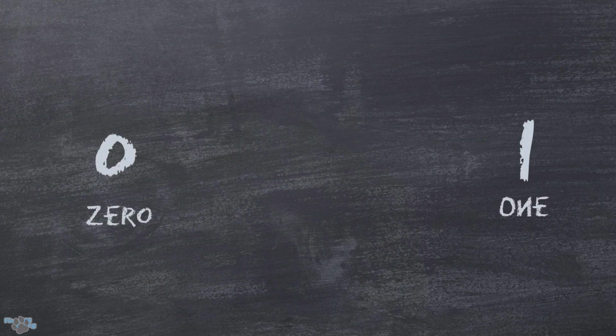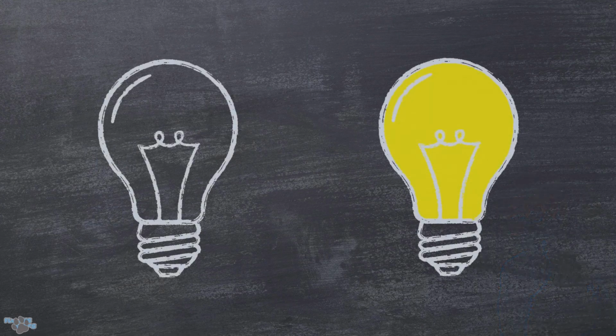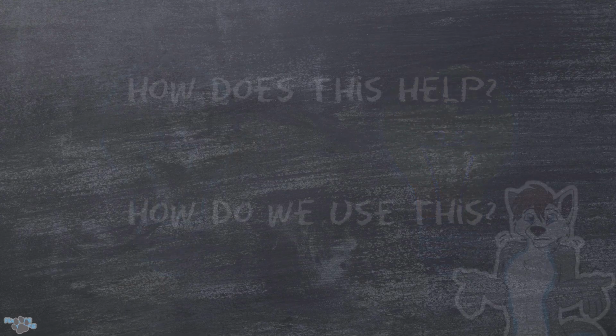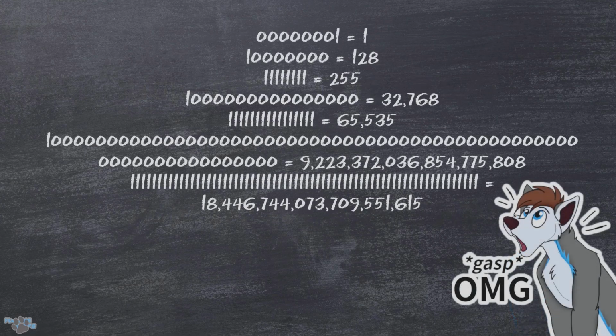Binary. You've probably heard of it. It consists of 2 digits, 0 and 1. But how does a computer use this? Well, for now, let's not think of them as numbers, but instead as light switches. 0, the light is off, and 1, the light is on. But how is that helpful? How can you count with that, I hear you cry? Well, let me show you.